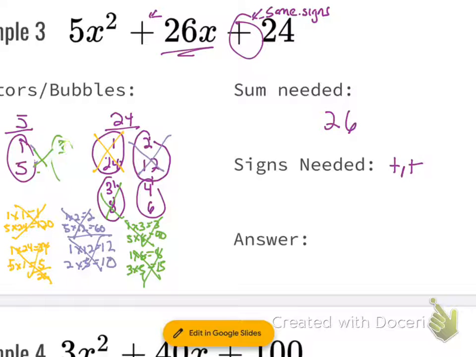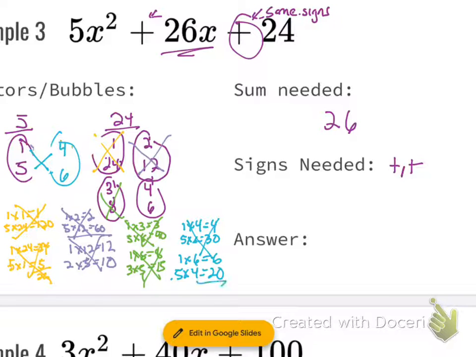So we know that some pairing of the next one has to work for us. So let's try it. So we have 4 and 6. We have 1 times 4, 4. 5 times 6, 30, not going to work. That gives me 34, and I'm looking for 26. So let's verify crisscross, make sure we didn't make a mistake. 1 times 6, 6. 5 times 4, 20. We add those together. Woohoo! We got it. It's going to give me 26.